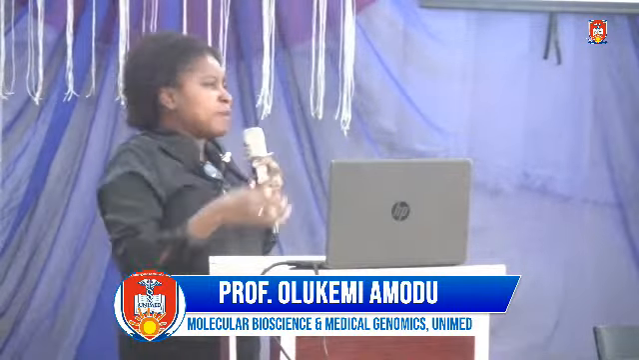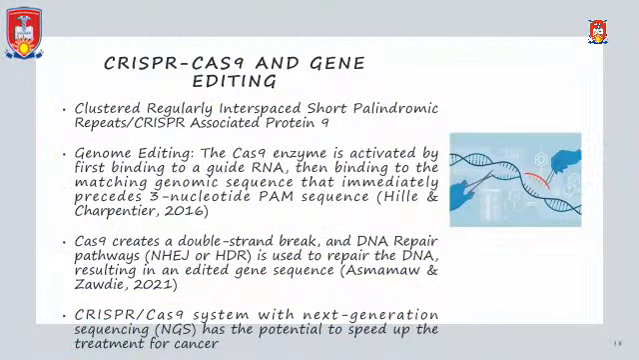Clustered regularly interspaced short palindromic repeats. In fact, that's a long thing, so that's why they call it CRISPR-Cas9. It's used for genome editing. In simple language, it cuts the DNA.